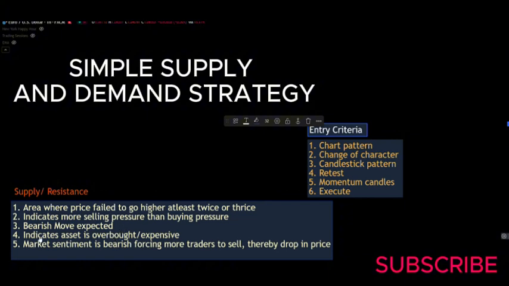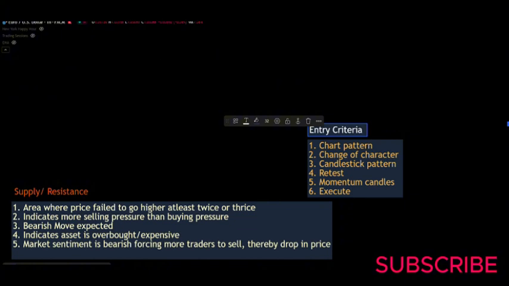It indicates an area of selling pressure, or where selling pressure is more than buying pressure. It indicates where a bearish move is expected. It's more like the bearish pressure is expected to be more than the bullish pressure around this area of supply or resistance. And I'm going to be showing you that on the chart.